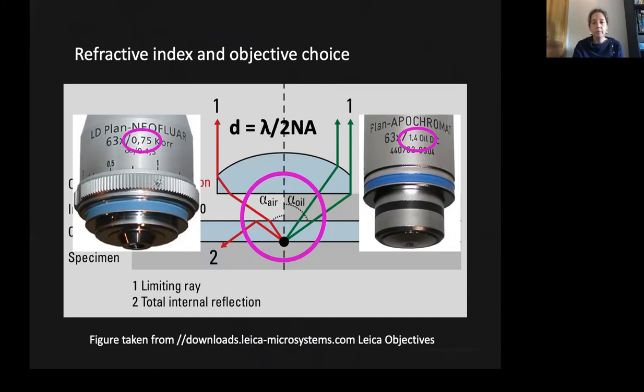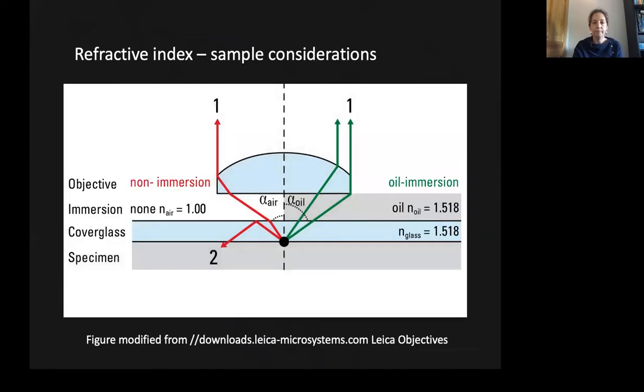So you might wonder why we don't always choose an oil immersion objective. After all, they will have the highest NA and therefore will give the best theoretical resolution. Well, aside from the practical considerations of needing to use oil between the objective lens and the cover slip, these diagrams are based on imaging something that is right at the surface of the cover slip, shown here by the black dot.